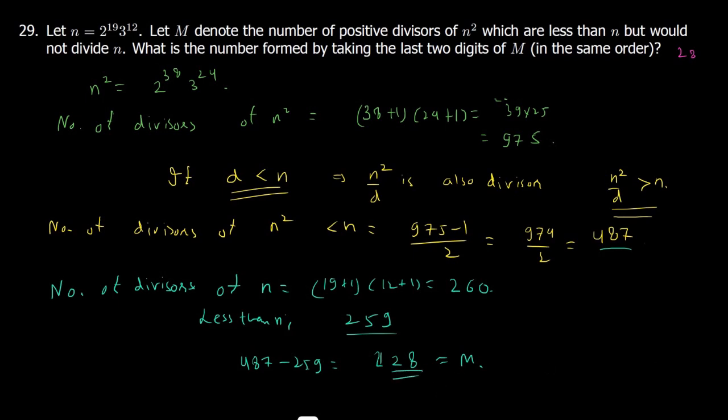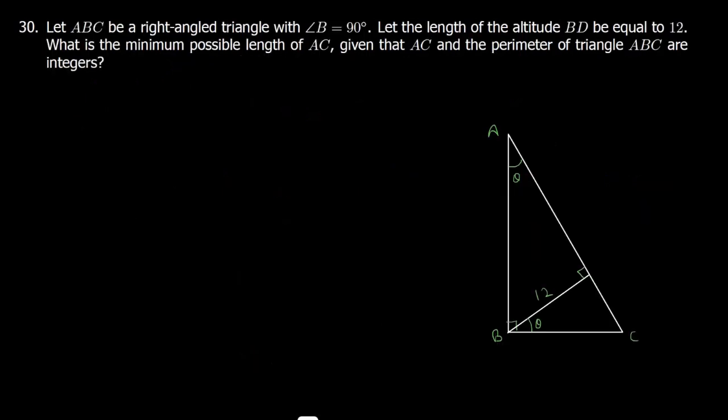Alright everyone, let's have a look at the last question of IOQM 2024. This says that in triangle ABC, angle B equals 90 degrees. Let the length of altitude BD be equal to 12 units, which I have drawn in the diagram. What is the minimum possible length of AC, given that AC and the perimeter of the triangle ABC are integers?